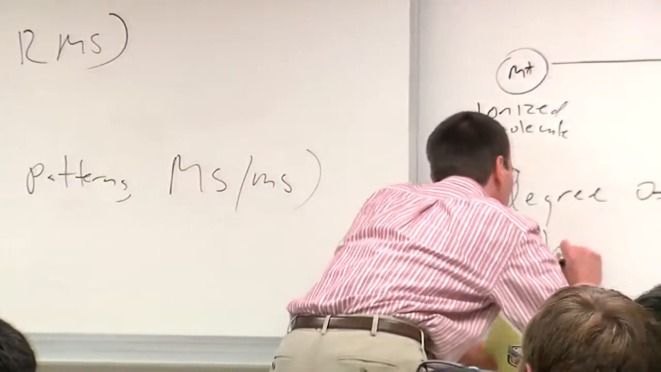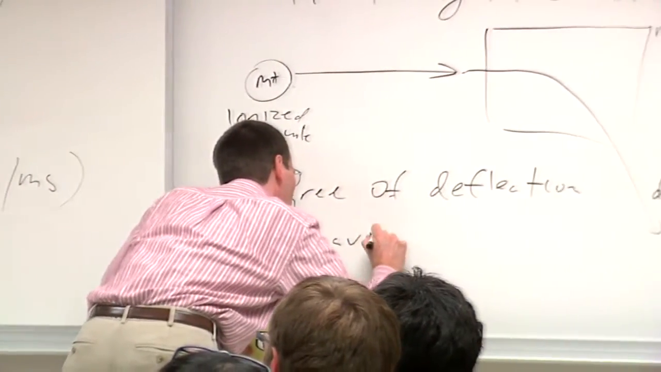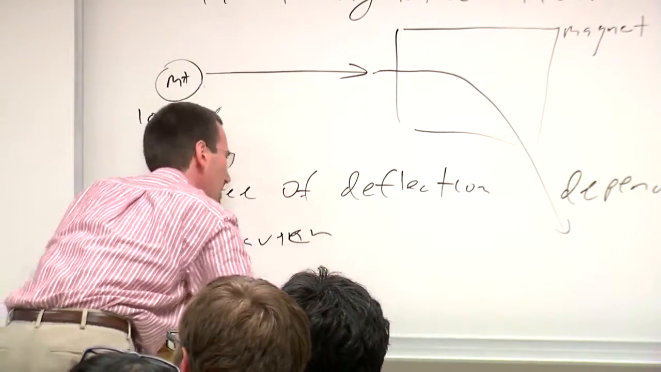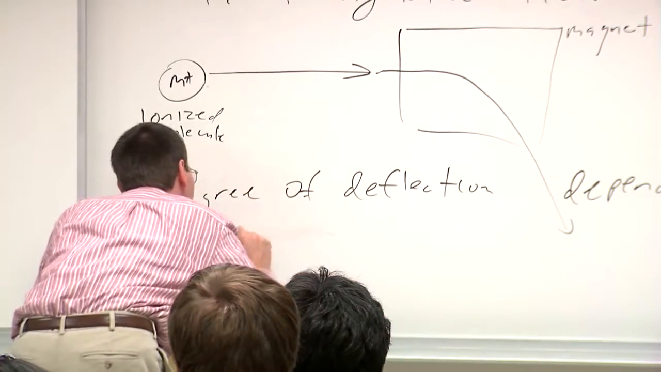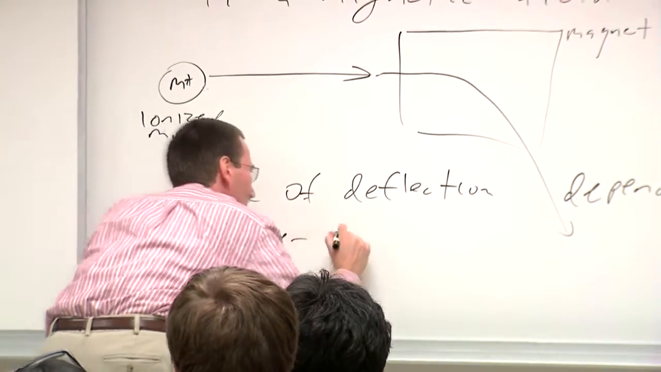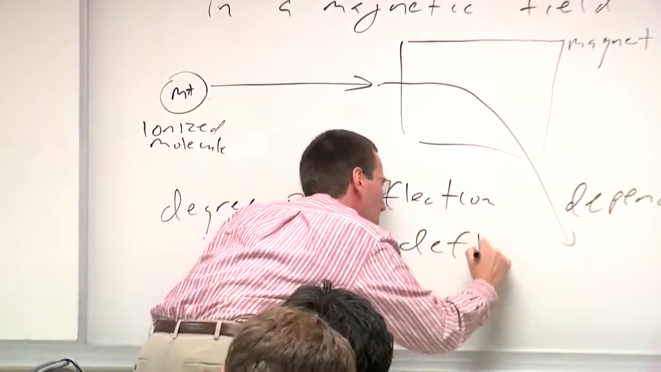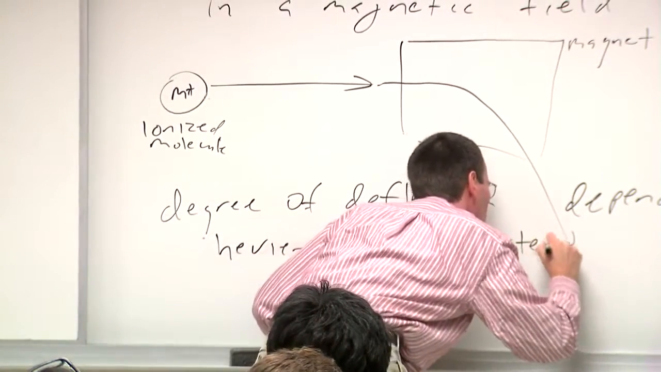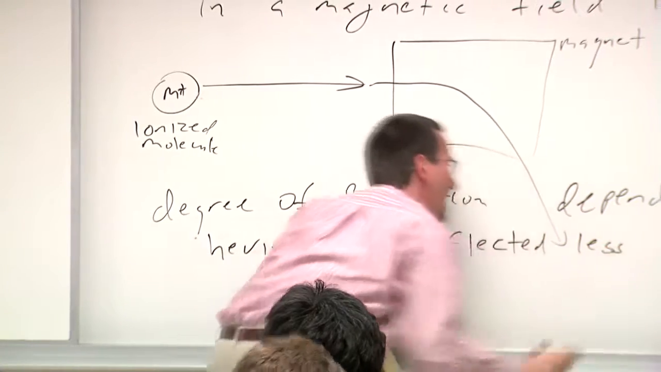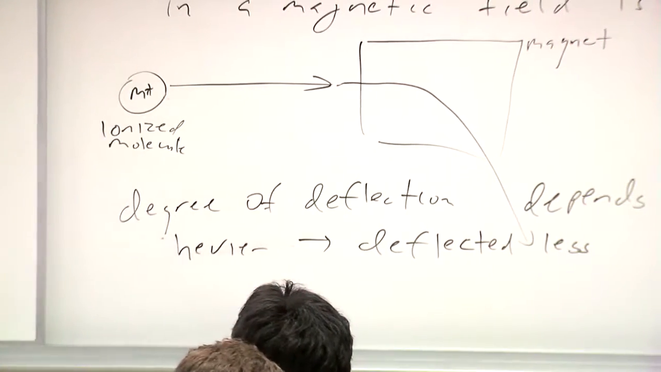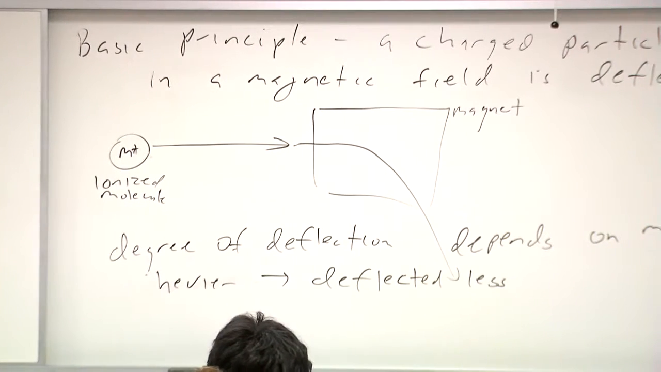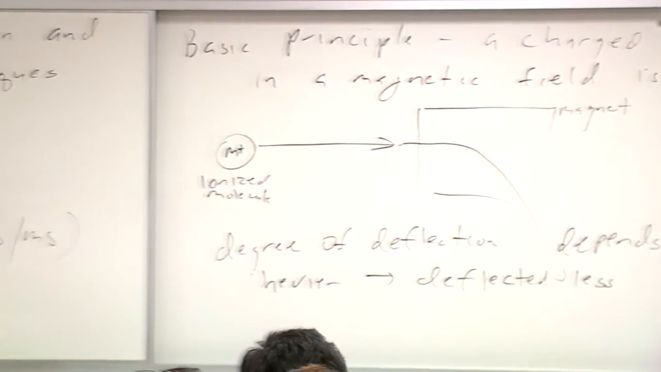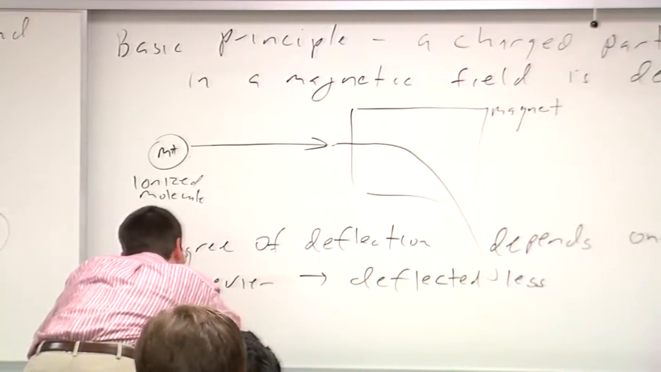Not surprisingly, a heavier particle is deflected less. A heavier particle is more massive, so it's going to get bent less. More charged is going to be deflected more.